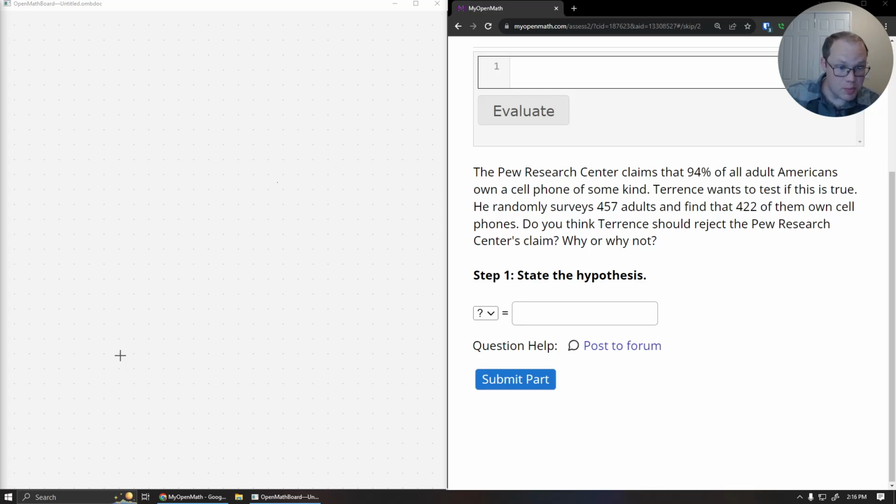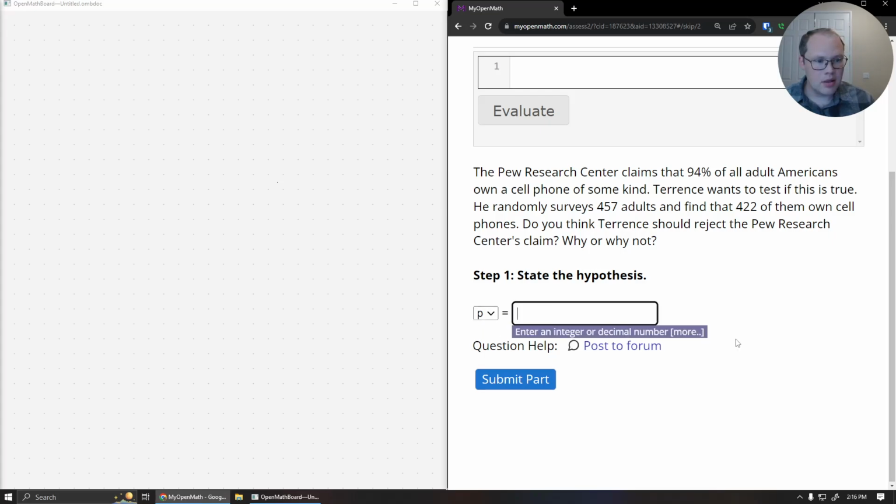So this is a hypothesis test. We have a claim. The Pew Research Center claims that 94% of all adult Americans own a cell phone. Terrence is testing if this is true. He's surveyed 457 adults, so we have our sample data. The claim is about the population proportion, and the claim is that 94% of all adult Americans own a cell phone. That's our hypothesis. 94% as a decimal is 0.94.